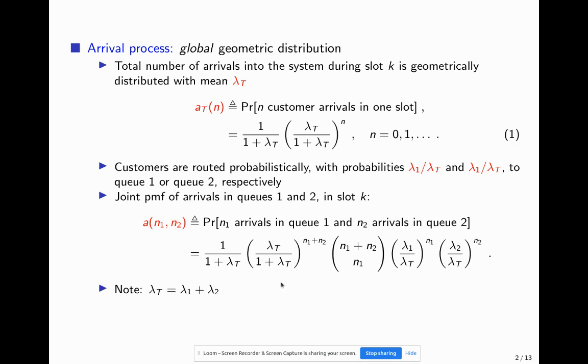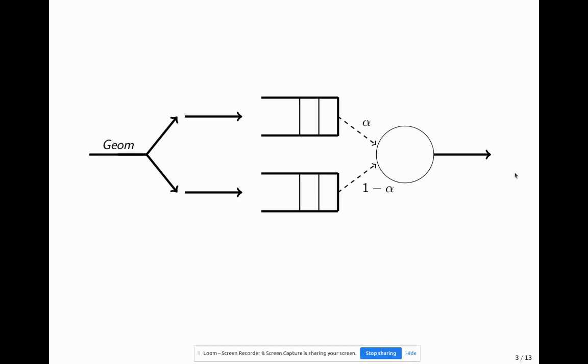So a very specific arrival process for this queuing model, and we can sketch the queuing model as follows. We have this global geometric arrival distribution at the input, two queues, and then at the output we have only one server which has to randomly select one of the two queues to possibly serve a customer.